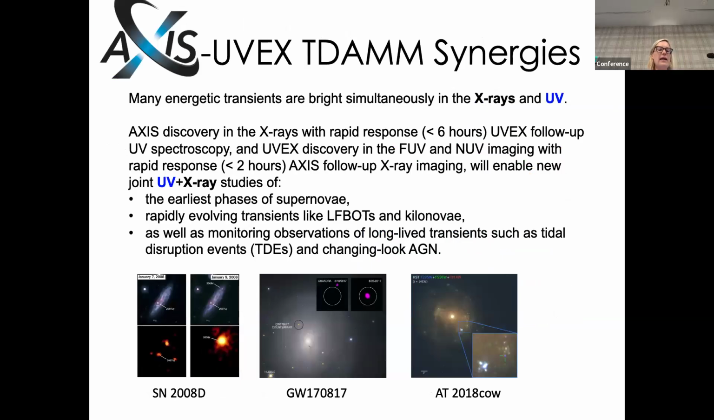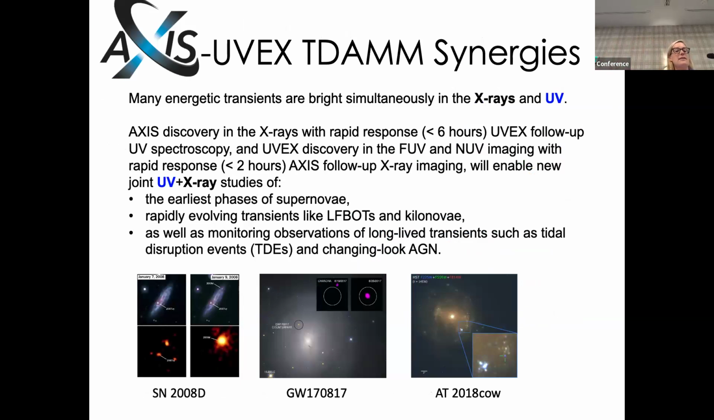So I've submitted with some colleagues a general observer program idea for AXIS, which is really focusing on the many AXIS and UVEX synergies in the area of TDAMM, which is time domain and multi-messenger astrophysics. And the fact is that if you study energetic transients, you know that they are bright simultaneously in the X-rays and UV.